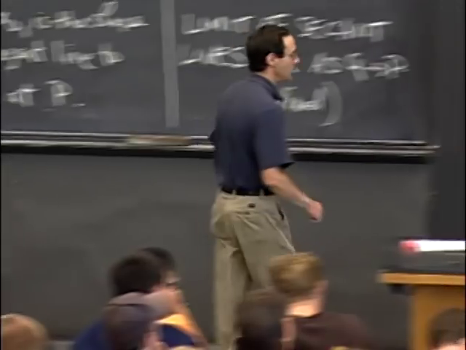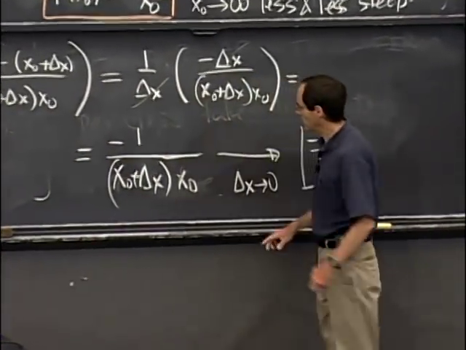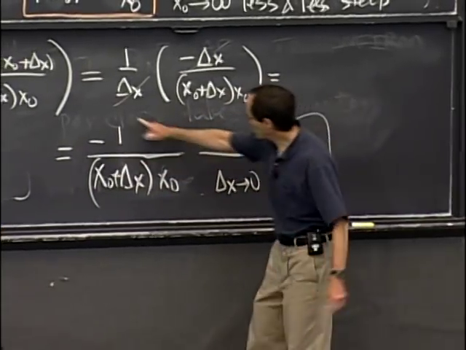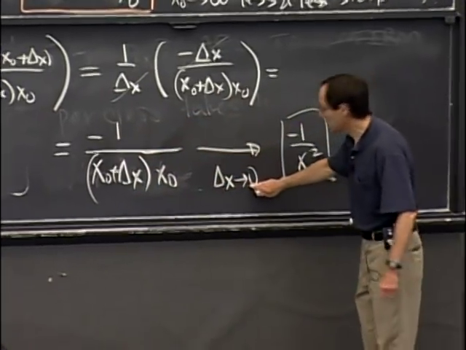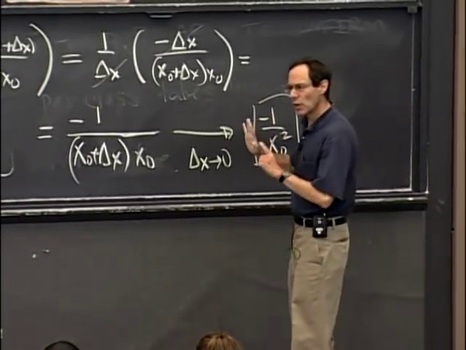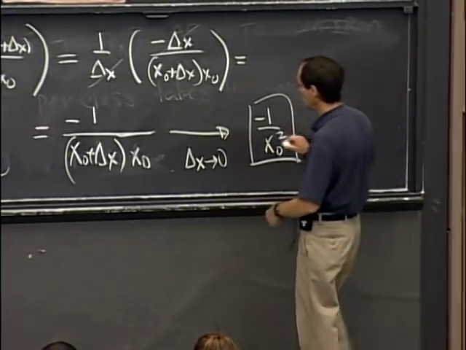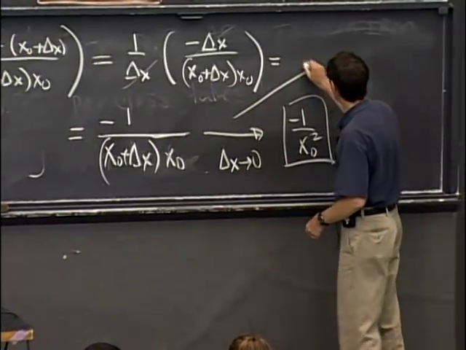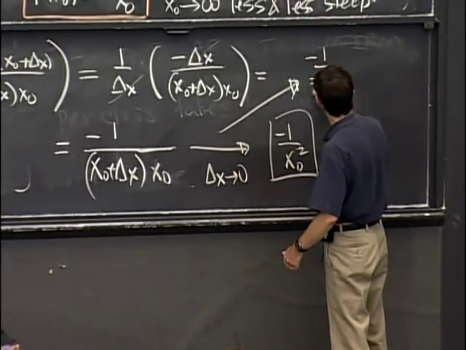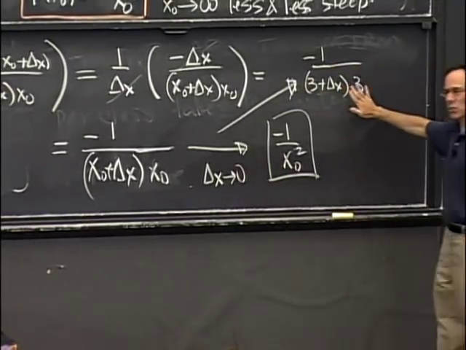So the question is to explain again this limiting process. So the formula here is we have basically two numbers. In other words, why is it that this expression, when delta x tends to 0, is equal to minus 1 over x0 squared? Let me illustrate it by sticking in a number for x0 to make it more explicit. So for instance, let me stick in here for x0 the number 3. Then it's minus 1 over 3 plus delta x times 3. That's the situation that we've got.